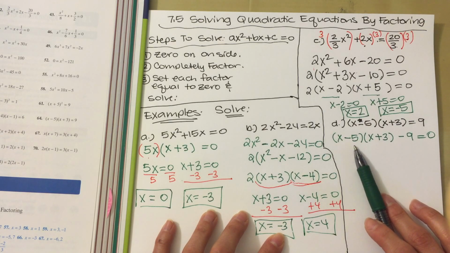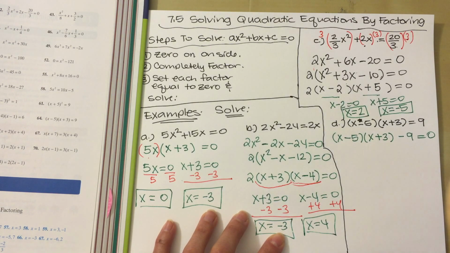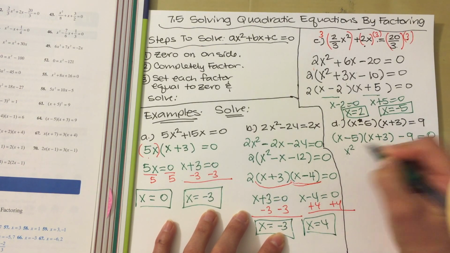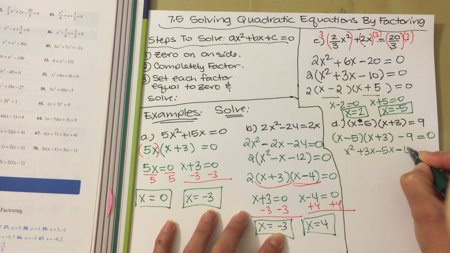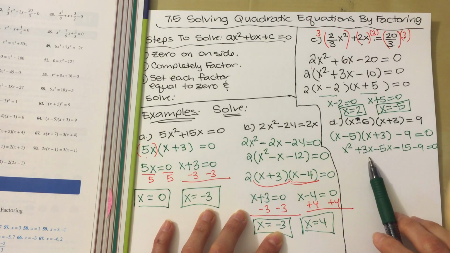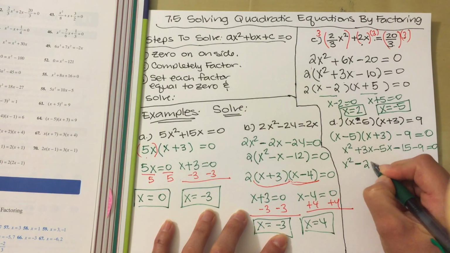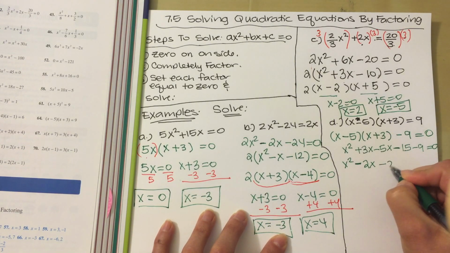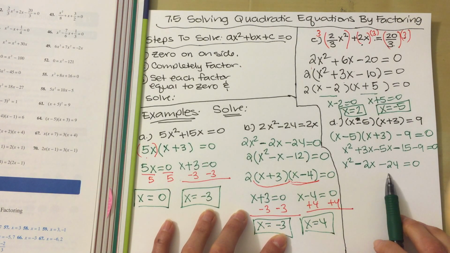What we have to do is FOIL, multiply these two, and then combine like terms. And once that's done, then we can factor. Let me show you. You multiply x squared plus 3x minus 5x minus 15 minus 9 equals 0. Now, combine your like terms. We get x squared minus 2x minus 24 equal to 0. This is where you want to get to. You want to get to this trinomial, and then we factor it.